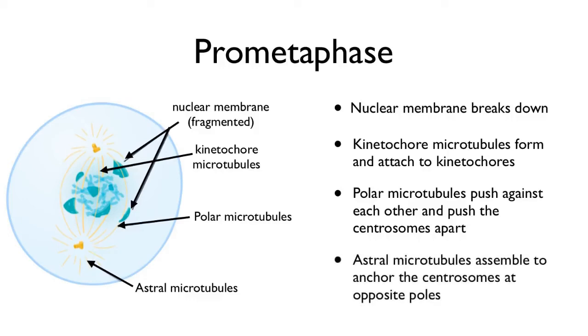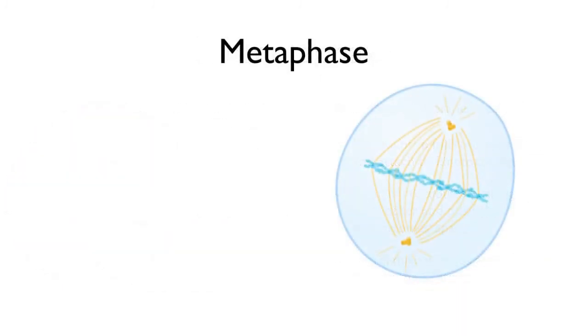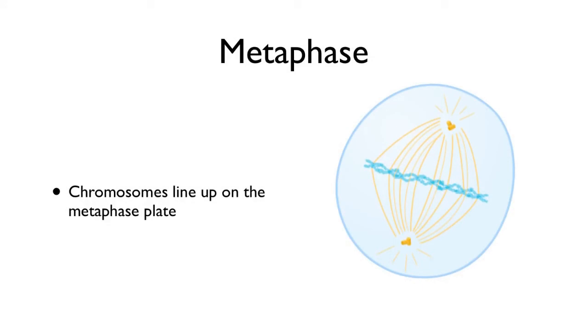And the astral microtubules, those are like the stakes for the tent, those assemble and then anchor the centrosomes at opposite poles. So as you can see, prometaphase actually involves a lot of important steps. Next, we have metaphase. And in metaphase, this is usually a very clear phase to identify. The chromosomes line up on what we call the metaphase plate.